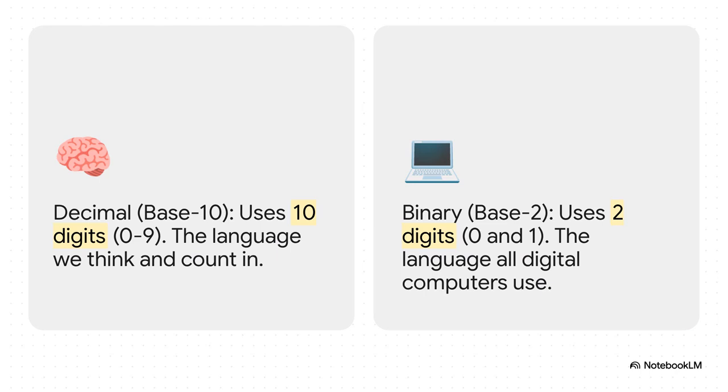So it all comes down to a really simple difference. We humans, we count in what's called base 10. Probably because, well, we have 10 fingers. It just makes sense. But computers, they're way simpler. They only have two states they can work with. An electrical circuit is either on or it's off. And that's it. A 1 for on and a 0 for off.